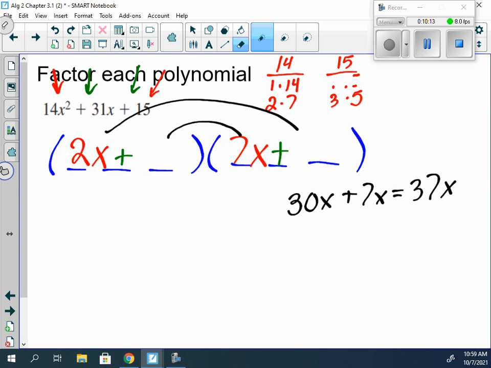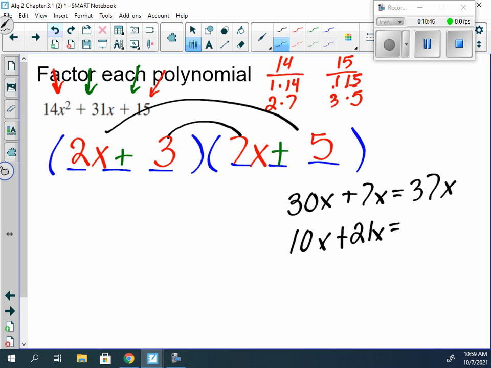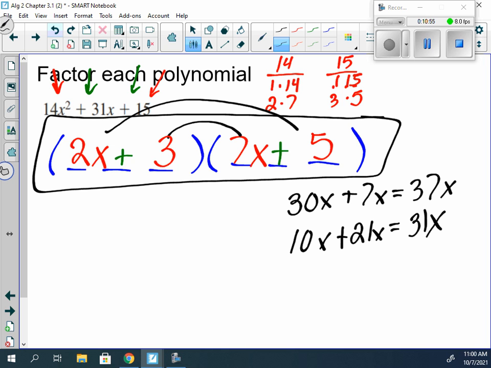So, I didn't mean to erase it, but since we've tried every possible combination with 1 and 15 and 2 and 7, it won't work. Now, 1 and 14 and 1 and 15 might. Probably not, but they might. So we can look at 3 and 5 instead. Well, 2x times 5 is 10x, 3 times 7x is 21x. And 10 plus 21 is 31. Is that what we wanted? And that's it.